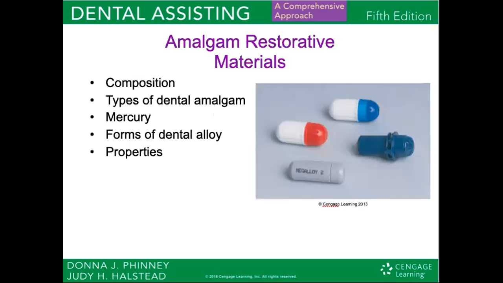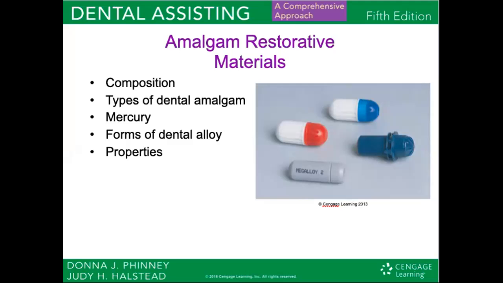So starting off, we're going to talk about the amalgam, and there are a variety of different materials that can be used to restore a tooth after the decay has been removed and liners and bases have been placed. Amalgam is composed of silver, tin, copper, and zinc mixed with mercury. The mercury is what gives it that physical state where it's malleable or easy to manipulate. The components of amalgam can be used in different proportions depending on the needs of the restoration.